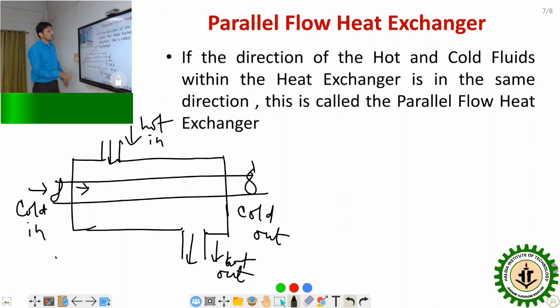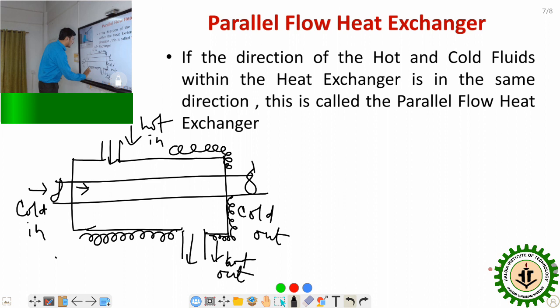So the flow arrangement is in the same direction, and this is well insulated, so that there would be no energy interactions between the system and the surroundings. These are the insulations I have provided. So this is parallel flow. Now we have to determine the rate of heat transfer in the parallel flow heat exchanger.